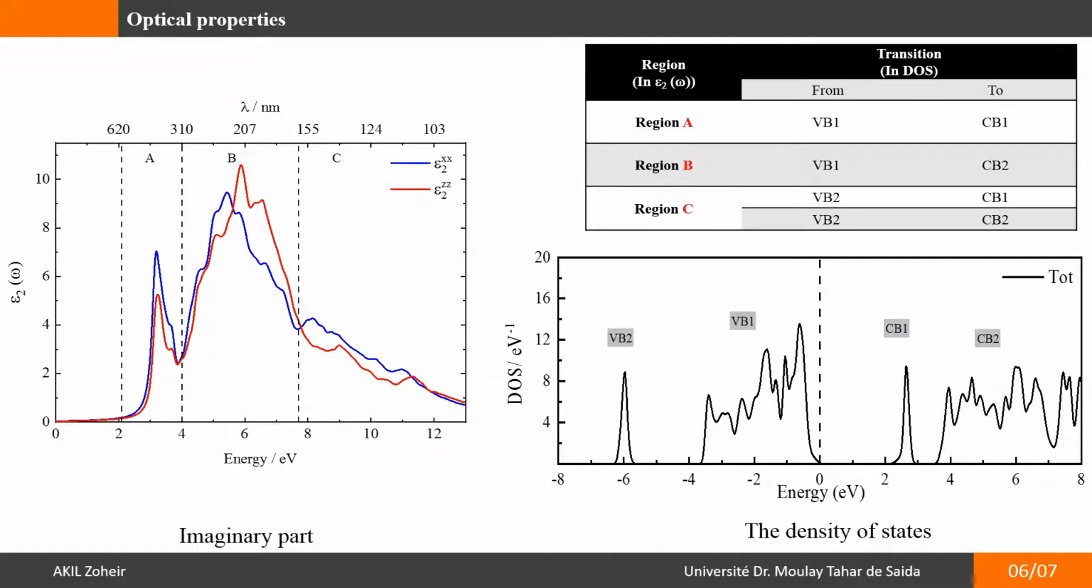Beyond the value A0, we distinguish on the curve different regions that we name A, B, C. These regions signify the presence of a significant absorption phenomenon. The following table summarizes the possible interband transitions.